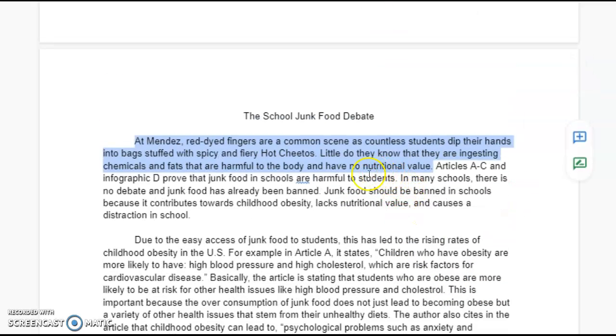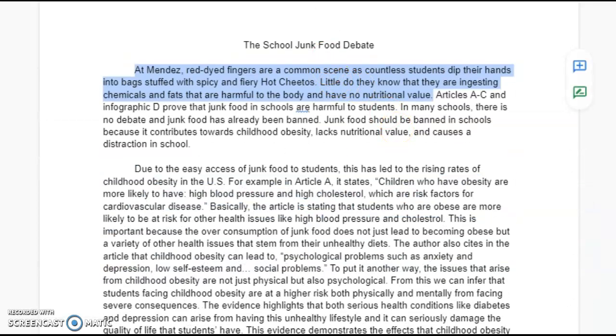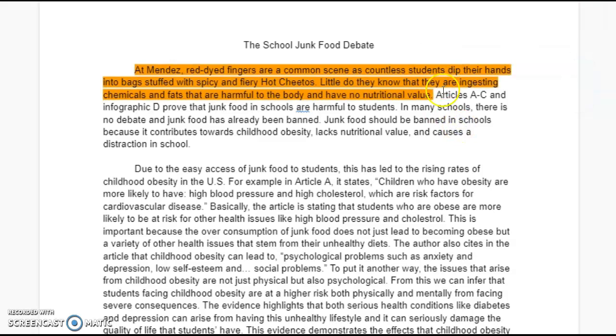This, chicos, in the introduction paragraph, this is the hook, okay? It's what's grabbing your reader's attention. If you look right here, the hook is orange. So I'm going to go over to highlight, and I'm going to highlight it orange. Bam. Now I know what the hook is. Articles A through C and infographic D prove that junk food in schools are harmful to students.